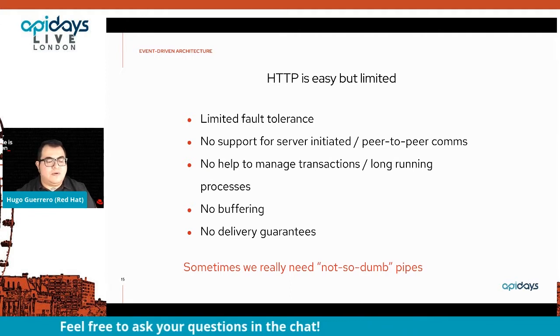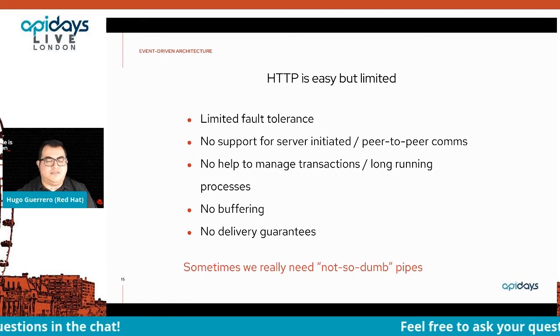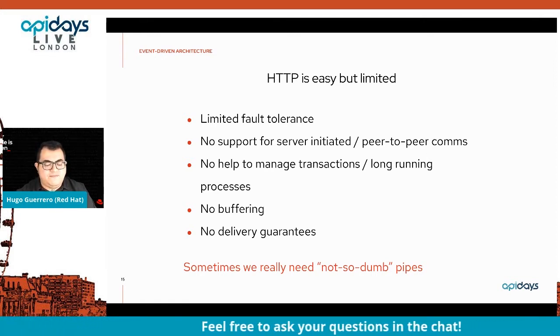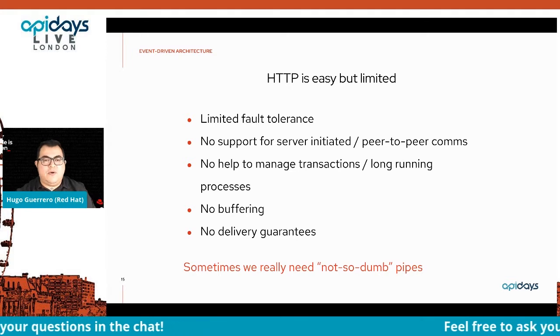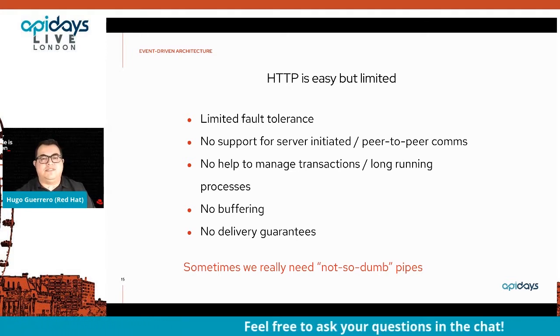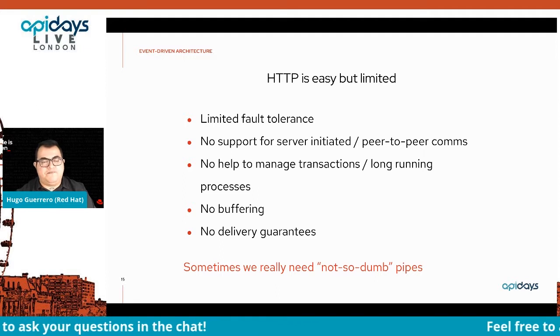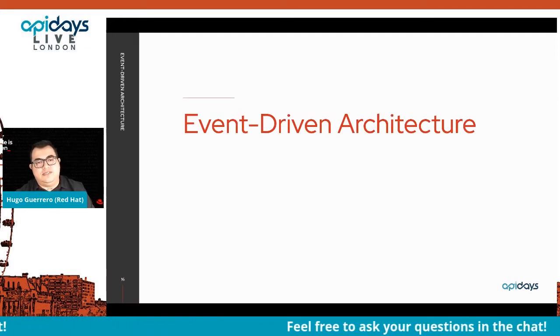And so with microservices, we sometimes hear that we need dumb pipes and smart endpoints, and this kind of view of the architecture is well suited for some use cases. But sometimes there are other use cases where we really need not-so-dumb pipes. So we really need a way to handle this type of connectivity in a smarter way. And this is where event-driven architecture comes into the game.